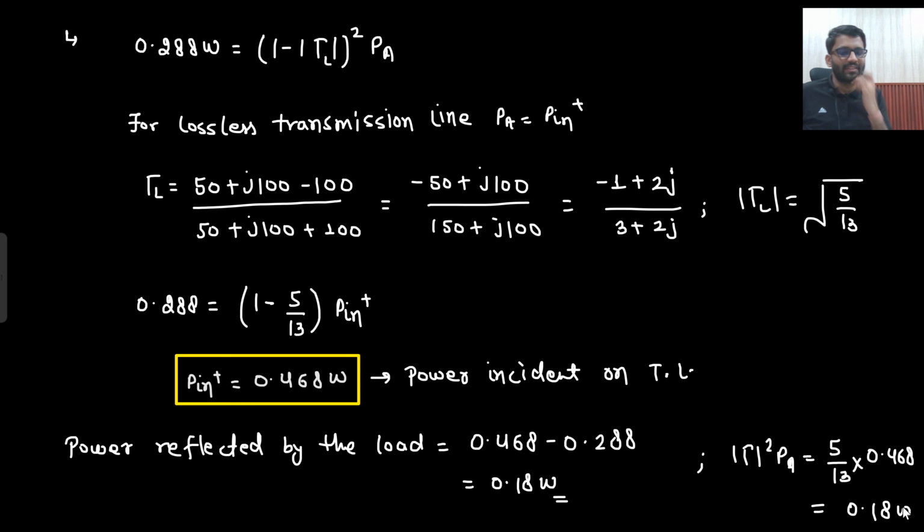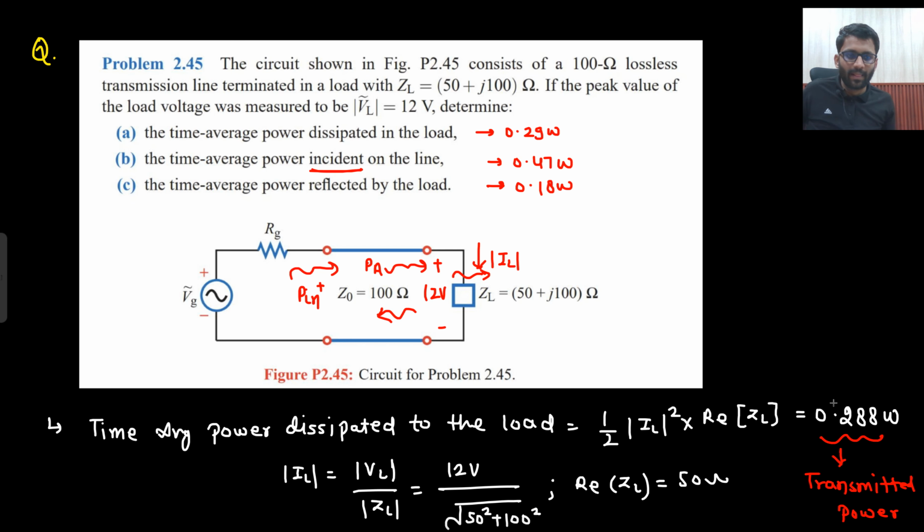There were two ways. Okay. So this was the answer, that is power reflected by the load. Okay. And the other answer was this one. This is the average power dissipated in the load.